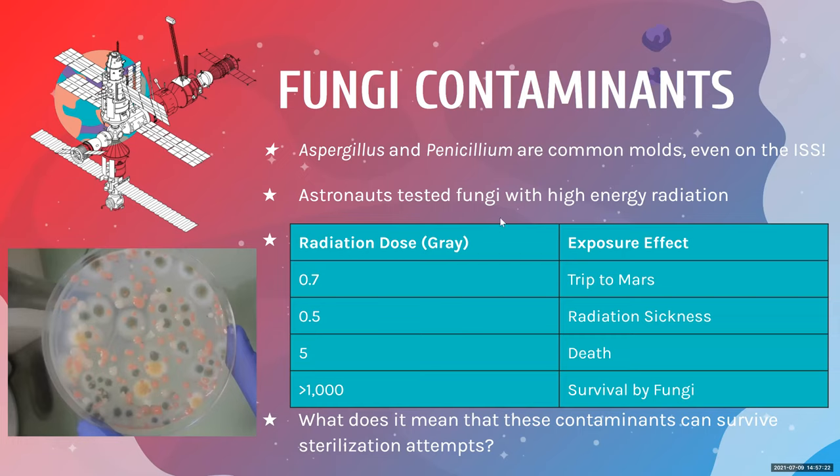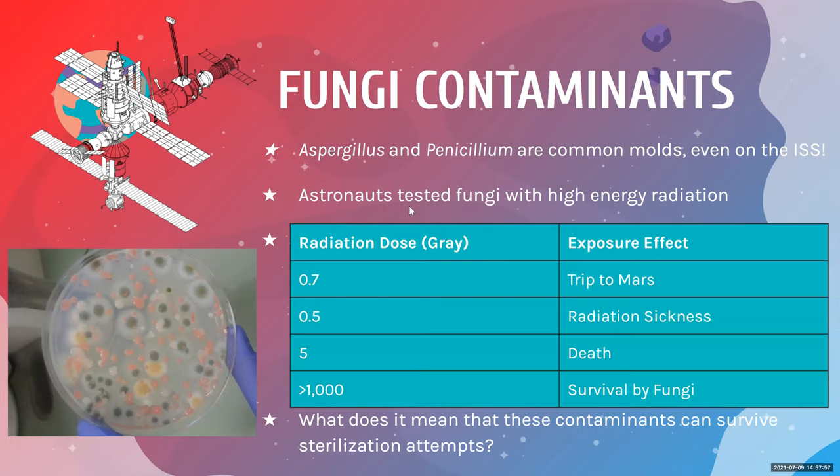There are two molds found on the ISS, Aspergillus and Penicillium, which are pretty common molds. And astronauts there tested them for radiation. Just to give you context on the doses they picked, a dose of 0.7 gray, which is just the unit of measurement for radiation, would be the exposure you get for a trip to Mars. A radiation dose of 0.5 would give you radiation sickness, and a dose of 5 would mean death, essentially. But these fungi survived upwards of 1,000 doses of this.